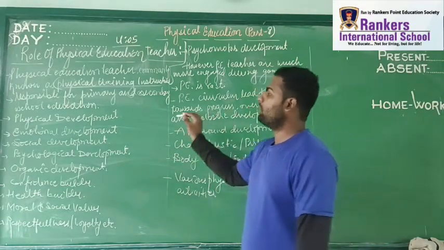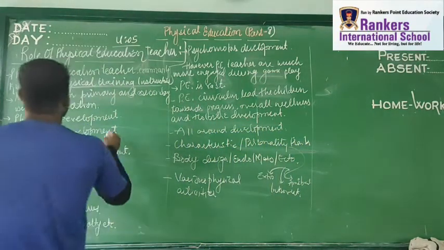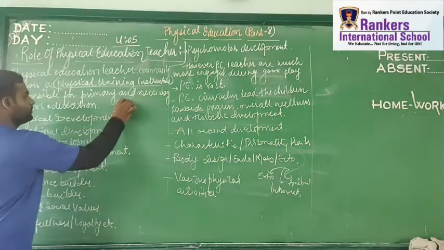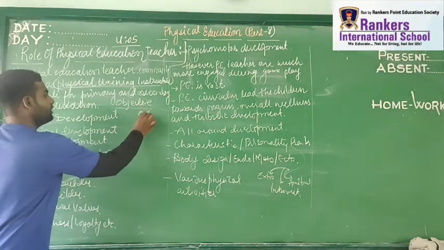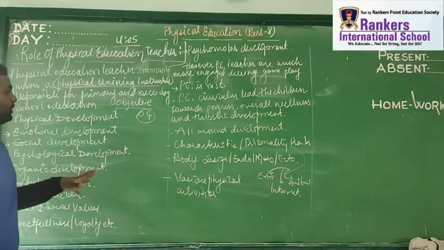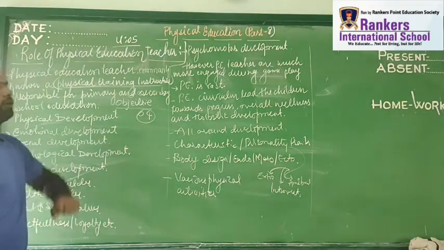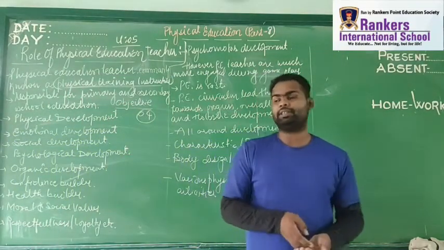Right? So as we all know, what are the objectives of physical education? Basically we have 4 objectives. How many objectives of physical education are there? There are 4 objectives. When we talk about these 4 objectives, let us understand them one by one.